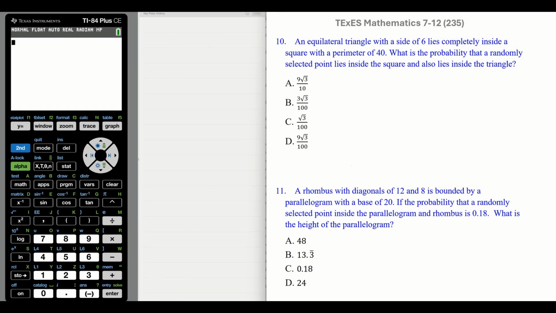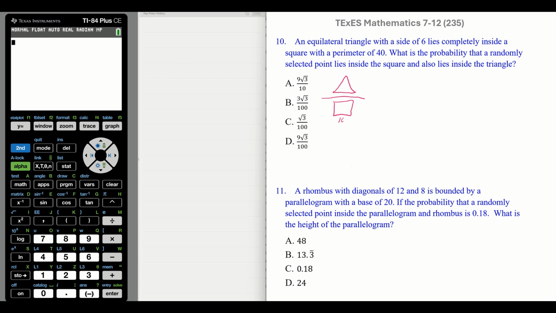Number 10, an equilateral triangle with a side of 6 lies completely inside a square with a perimeter of 40. What is the probability that a randomly selected point lies inside the square and also lies inside the triangle? Okay, this is a part over total situation again. So the part is the triangle, and our total is our square.